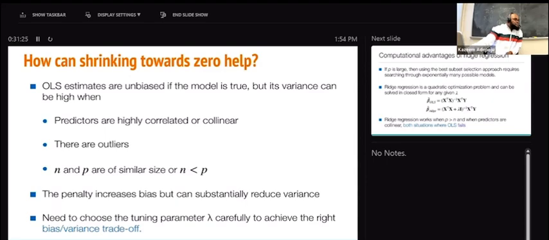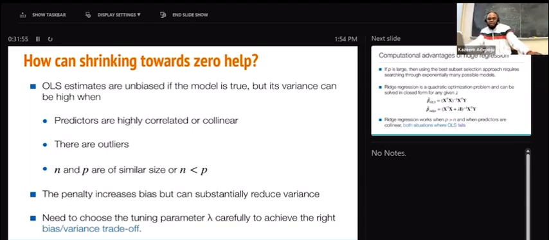I'm going to say that again. According to the Gauss-Markov theorem, if I want to apply ordinary least squares, the assumption is that the number of observations should be greater than the number of predictors. But in a situation where the number of observations is less than the number of predictors, OLS will not work. Great. And that is the reason why we need a penalty.